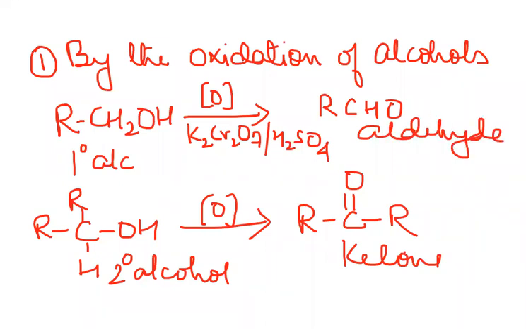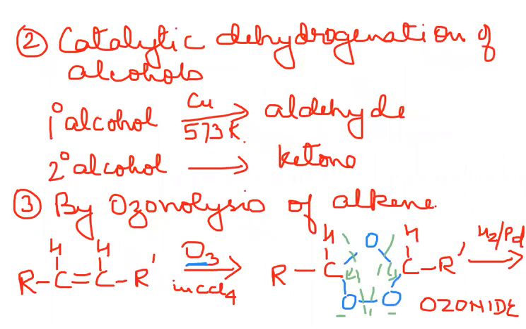Then the next is catalytic dehydrogenation of alcohols. Basically, it is the same. The primary alcohol, when it is passed over a heated metal like copper at 573 Kelvin temperature, gives an aldehyde, and the secondary alcohol gives a ketone. The third method, which is a very important one, is ozonolysis. Just remember that in the case of ozonolysis, at the double bond, the molecule is going to rupture to give rise to carbonyl compounds.